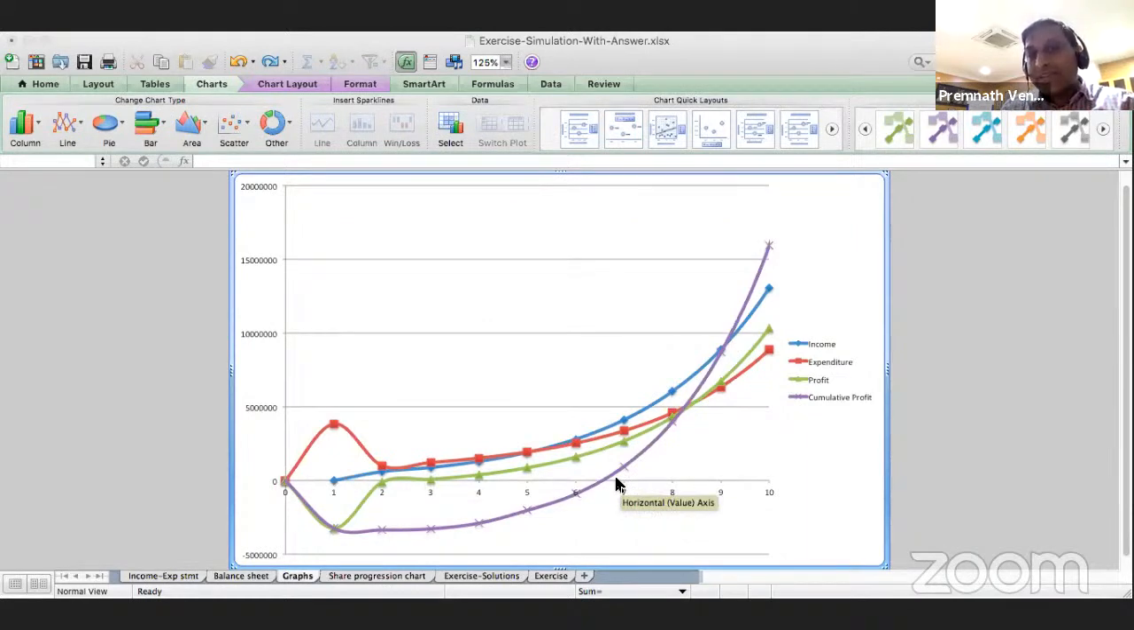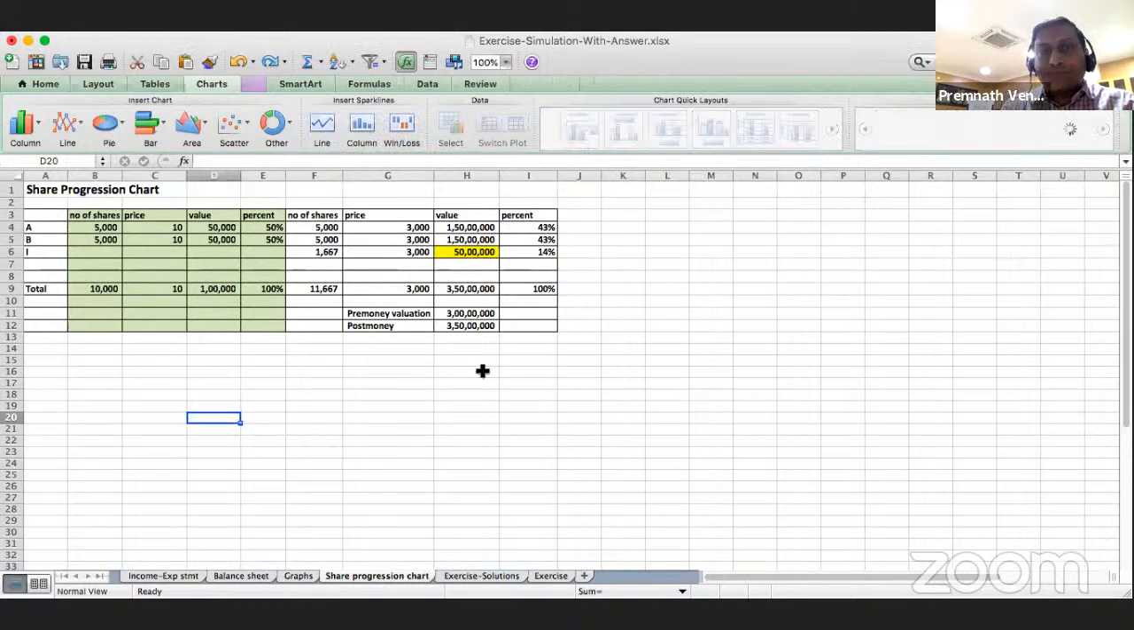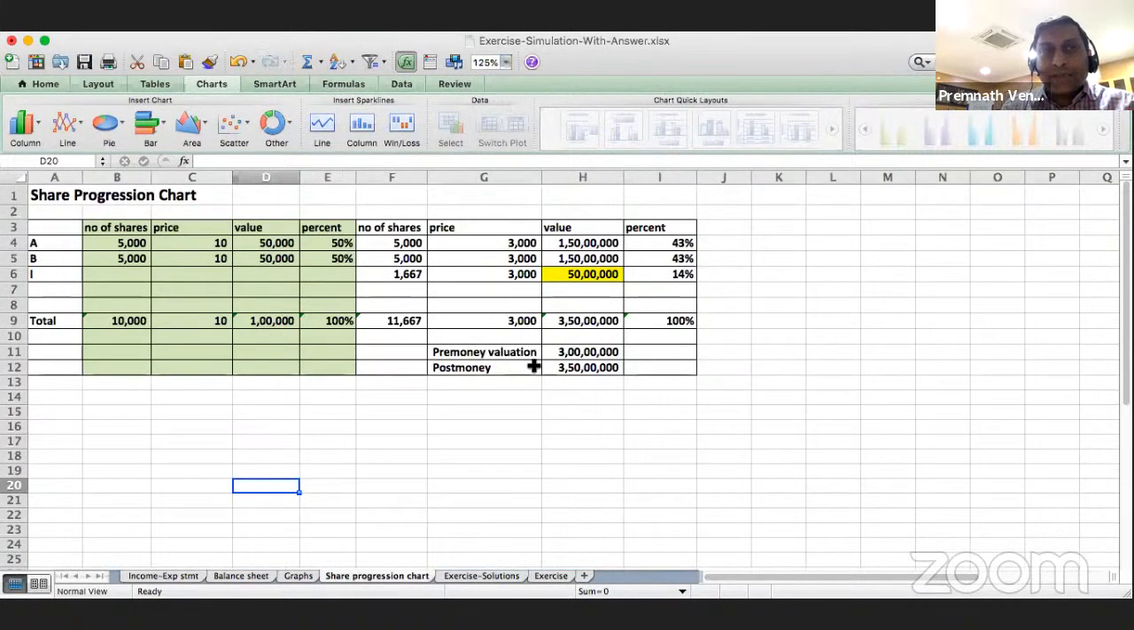Okay, so one of the exercises I've given you is to change those numbers and see what happens, and you can see how the graph changes, how the numbers change, which we will do as well in this exercise. Okay, so before that, let's go over to see how things are evolving in the share progression chart, right? So here is the share progression chart for this particular company. I hope you can see it clearly.